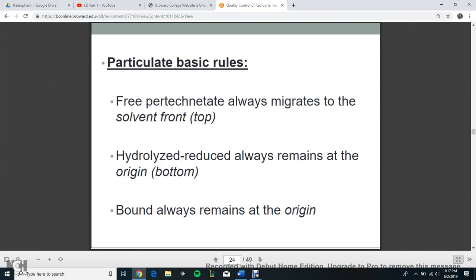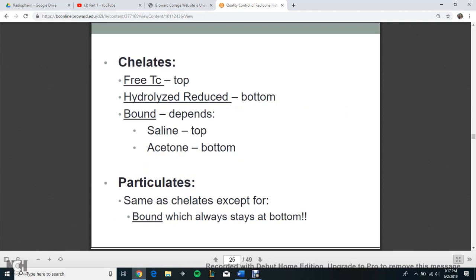Particulate basic rules. Free pertechnetate always migrates to the solvent front. Hydrolyzed reduced always remains at the origin, or the bottom, and bound always remains at the origin.